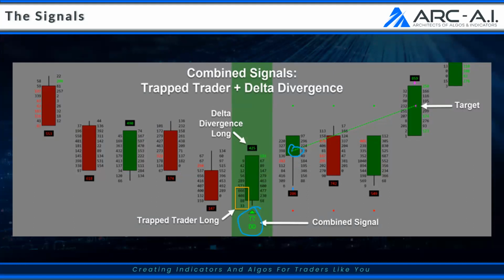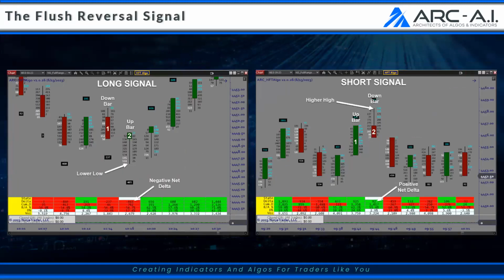You can combine a lot of these signals together, and you could say, I'm only going to trade this if I have delta divergence and trap traders and confluence and positive delta absorption. You can throw it all together, like the Christmas fruitcake, just throw it all in there.